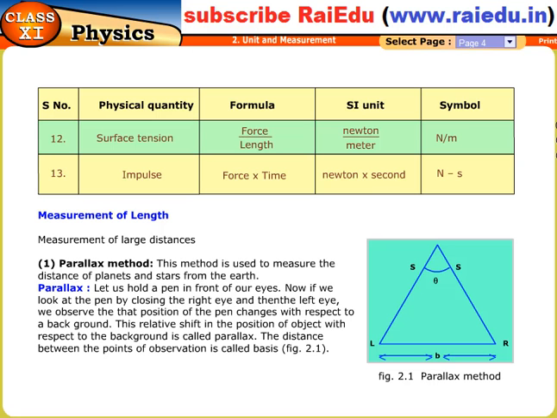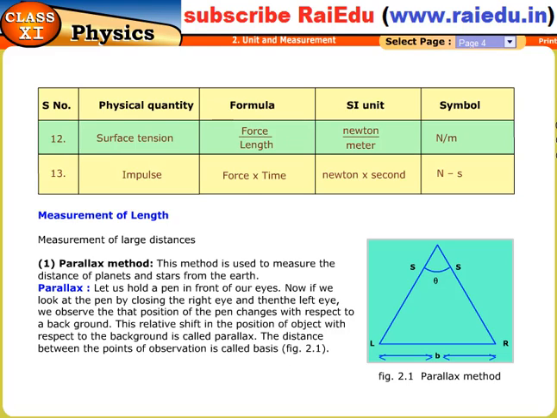Measurement of length. Measurement of large distances. Parallax method. This method is used to measure the distance of planets and stars from the Earth. Parallax. Let us hold a pen in front of our eyes.